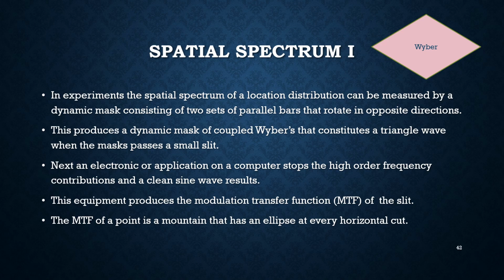In experiments, the spatial spectrum of a location distribution can be measured by a dynamic mask consisting of two sets of parallel bars that rotate in opposite directions. This produces a dynamic mask of coupled V-bars that constitutes a triangle wave when the mask passes a small slit. Next, an electronic OR application on a computer stops the high-order frequency contributions and a clean sine wave results. This equipment produces the modulation transfer function, MTF, of the slit. The MTF of a point is a mountain that has an ellipse at every horizontal cut.